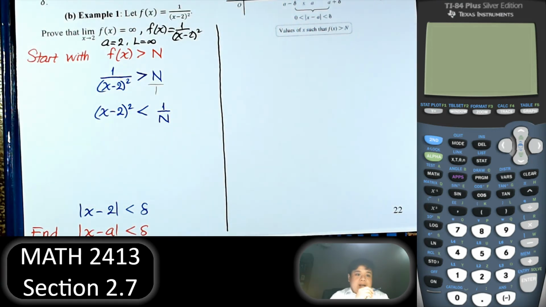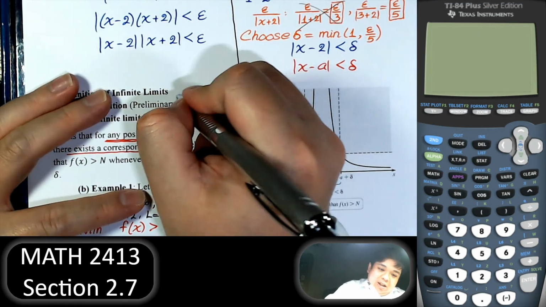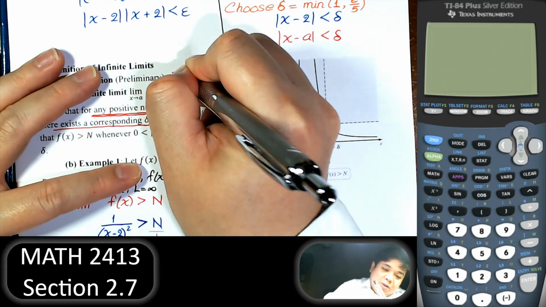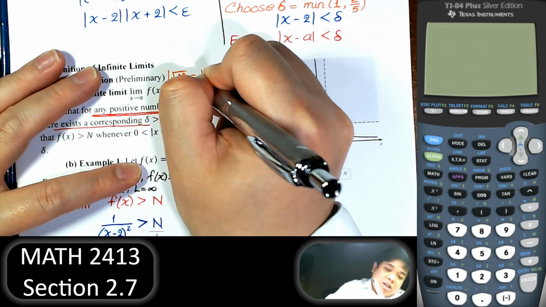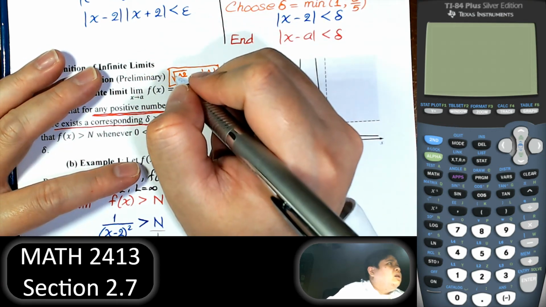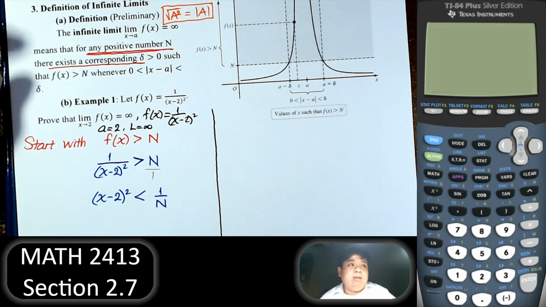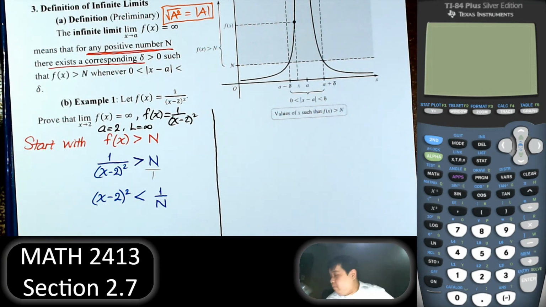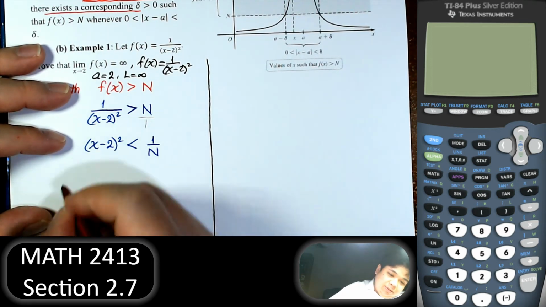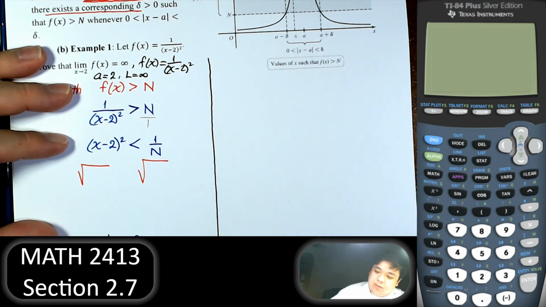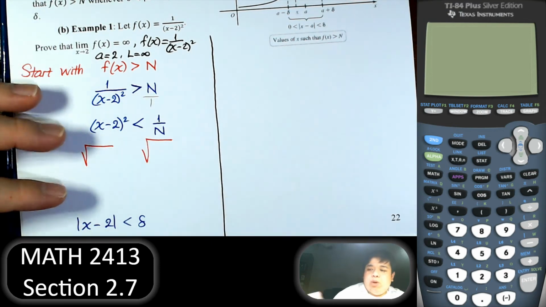Now, this one is a square, this one has the absolute value. Remember, this works out perfectly. The square root of a square is equal to the absolute value of a. We talked about this in section 2.5, sorry. So if we put a square root on both sides, if we take the square root of both sides, the inequality will stay the same.